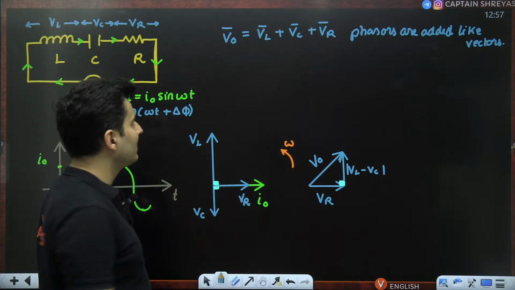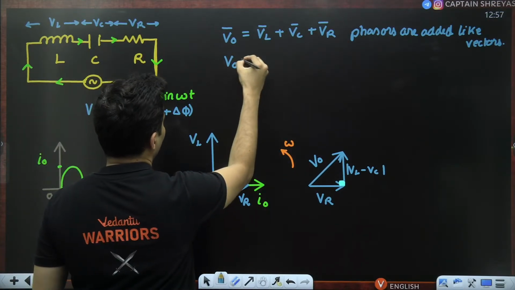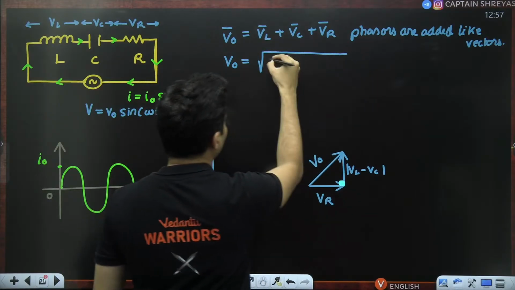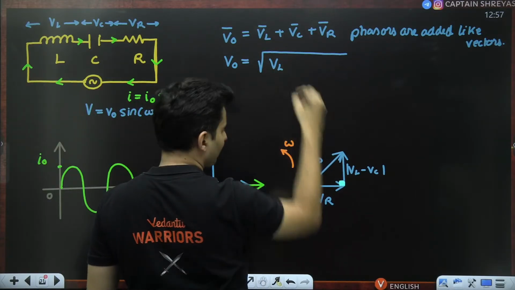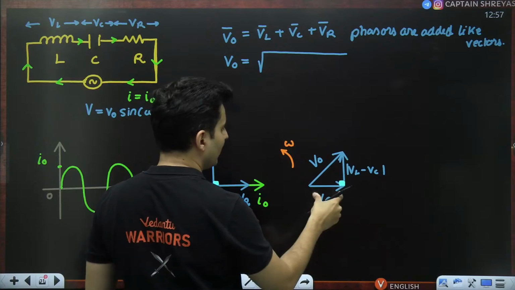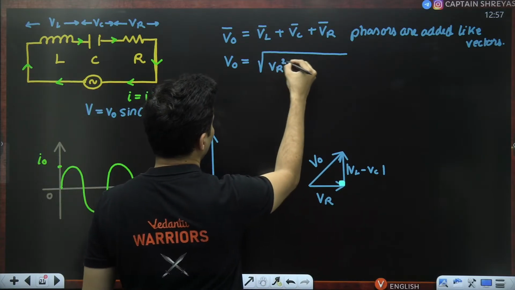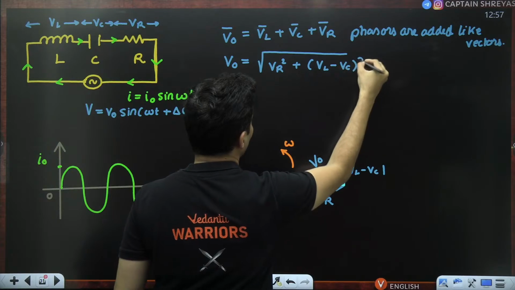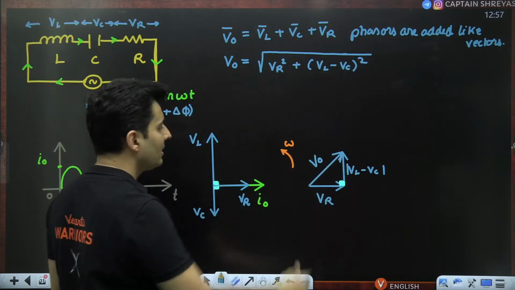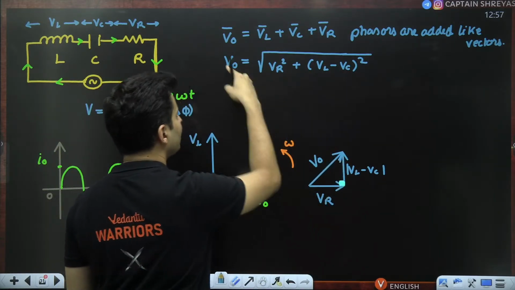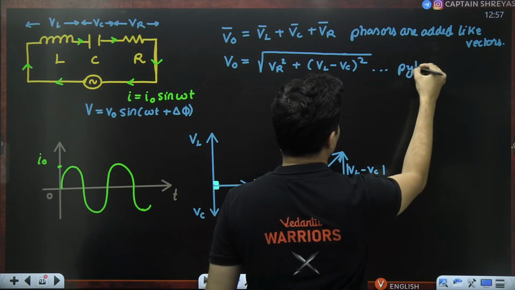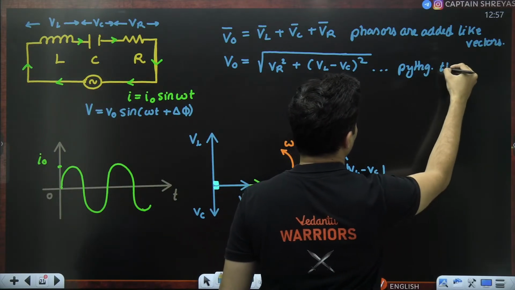So from this, if somebody asks you what is the magnitude of V0, you will use Pythagoras and immediately say it is nothing but the square root of VR square plus (VL minus VC) whole square. You will immediately tell this square plus this square is this square. This is using your Pythagoras theorem.